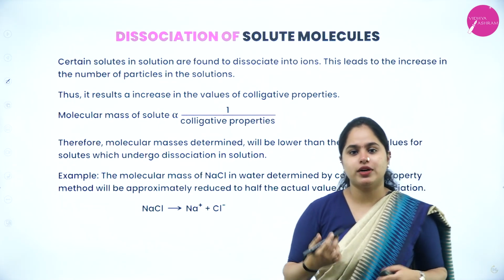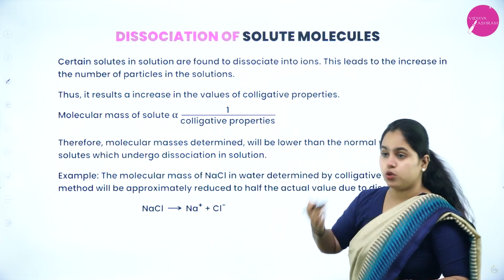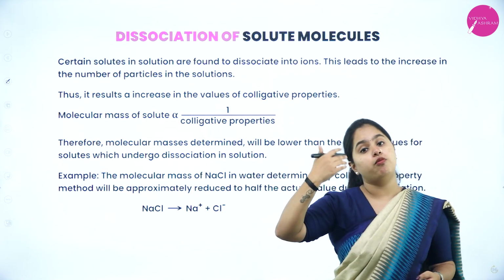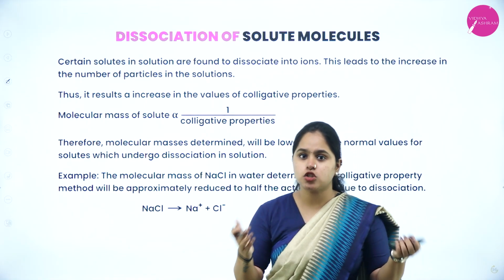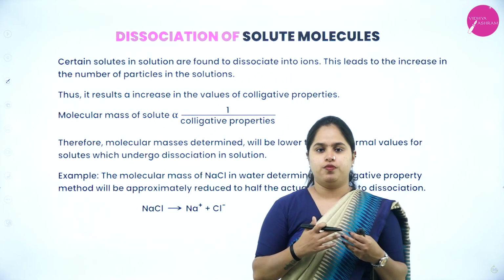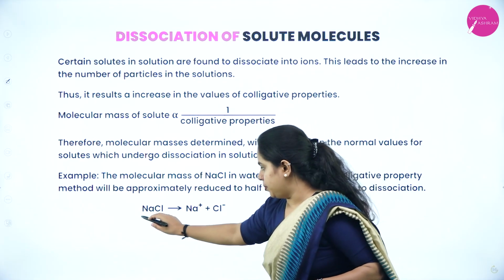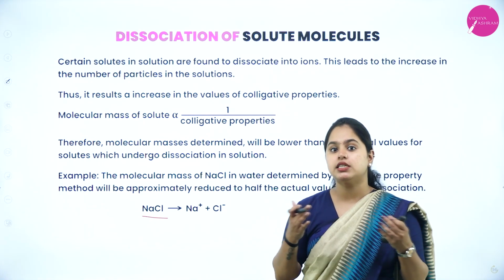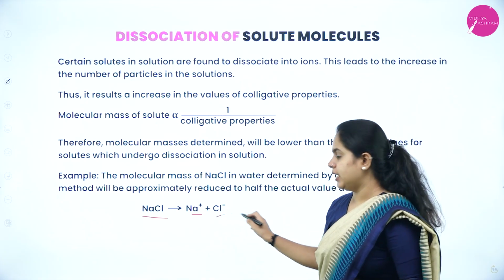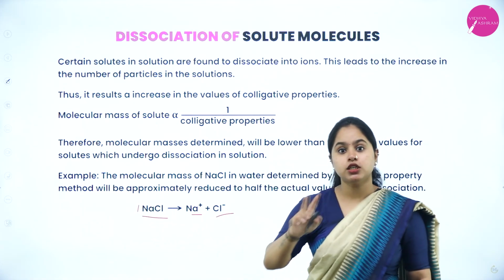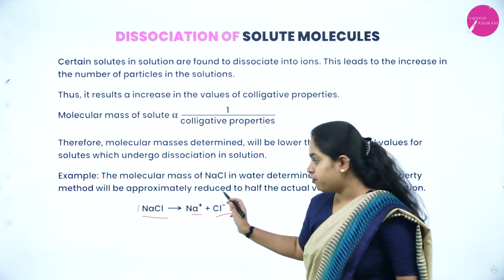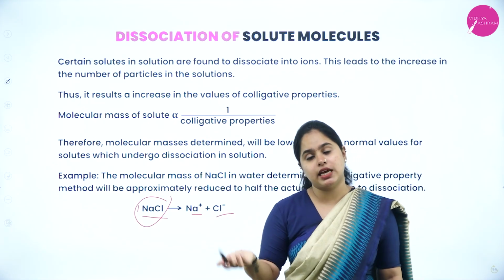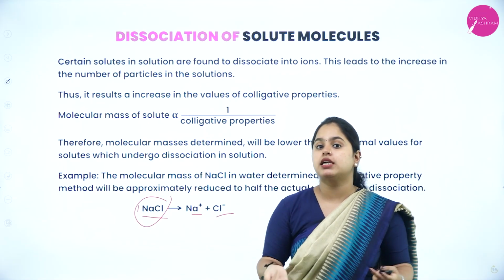Now moving on to the next one, that is dissociation. Certain molecules in solution are found to dissociate, and this leads to an increase in the number of particles in the solution. That means from 1, they are becoming 2. Let's take this example. There is 1 mole of sodium chloride. We know that sodium chloride in solution dissociates into Na+ and Cl-. So from 1, you are getting 2 particles. Here it was only 1 sodium chloride, now it became Na+ and Cl-.